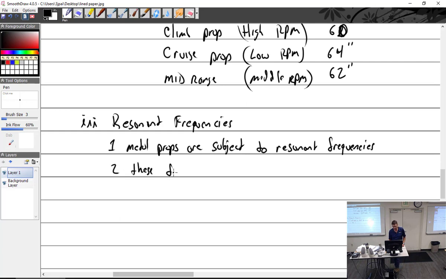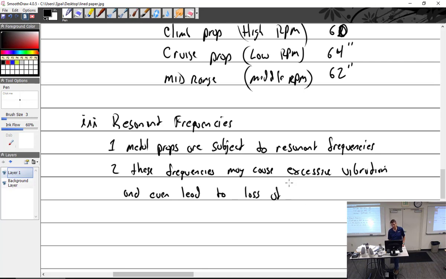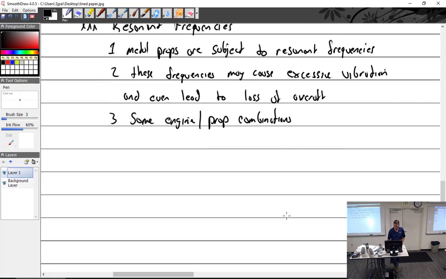These frequencies may cause excessive vibration, and even lead to loss of aircraft, vis-a-vis loss of part of the propeller, which then causes the aircraft to crash. An unscheduled rapid disassembly. Some engine slash prop combinations have RPM range restrictions.